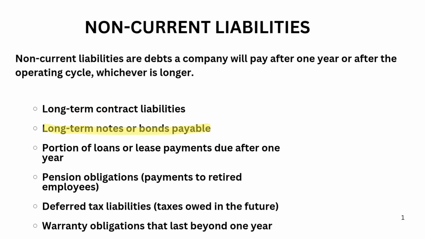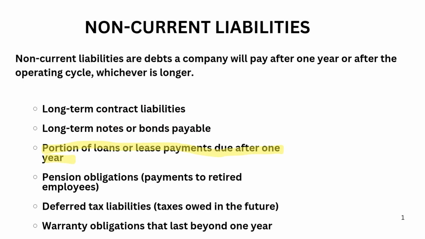2. Long-term notes or bonds payable. These are formal borrowings, like loans or bonds, where repayment is due after 1 year. Example: a company issues a 5-year bond. The portion due after the first year is a non-current liability.